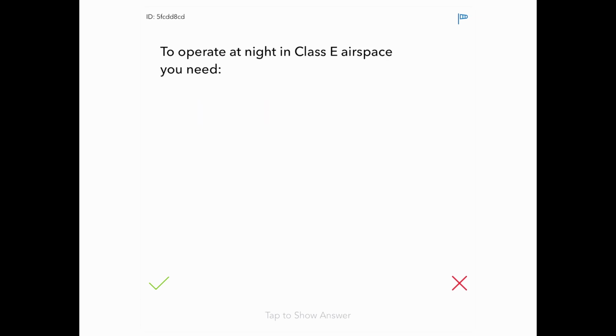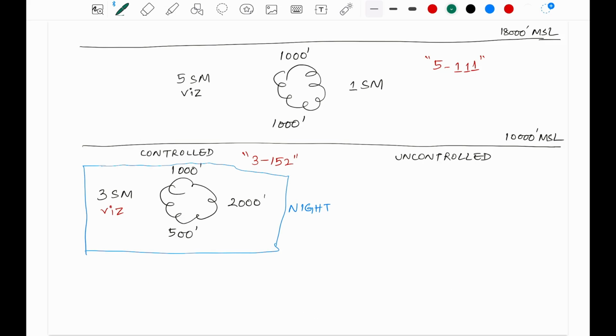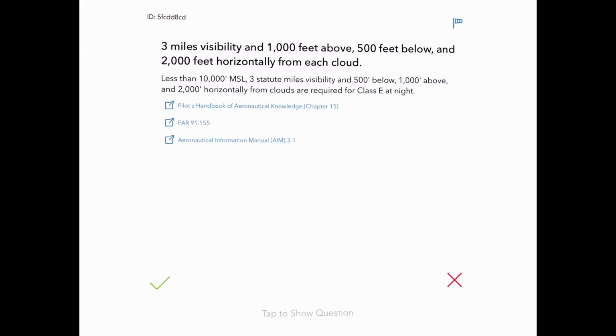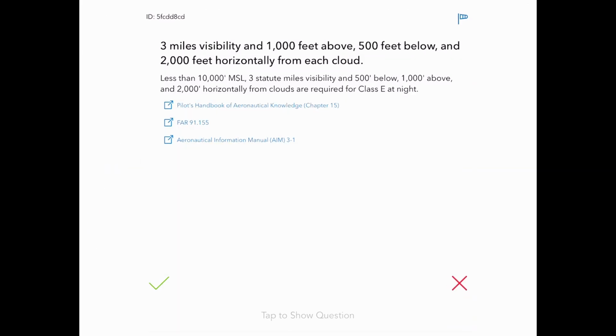Next question. To operate at night in Class E airspace, you need, and they're asking for the visibility. Now, Class E airspace is controlled airspace. So that is the left-hand side of our drawing. And it actually doesn't matter whether it is controlled or uncontrolled, or whether it's above or below 1200 feet AGL. The visibility requirement is 3 Cessna 152s. So we need 3 statute mile visibility, 1000 above, 500 feet below, and 2000 feet horizontally. So let's look at the answer.